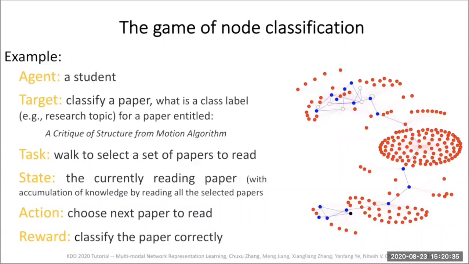So if we demonstrate this game on a citation graph, we have the paper that's in black here assigned to the student to classify. And the student has to take action by reading some papers following the citation links. And then the student can accumulate the knowledge by reading more and more relevant papers. And when the student reads enough, then the paper here can be classified accurately. So then the key idea here is how to select the papers to read. And then once selected the papers, how to accumulate the knowledge in the papers.